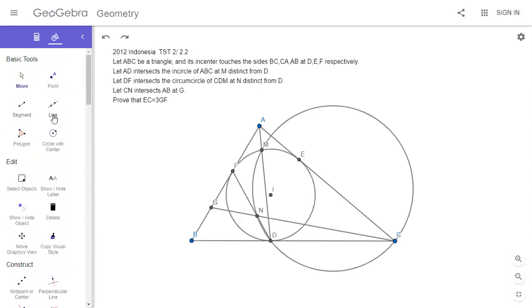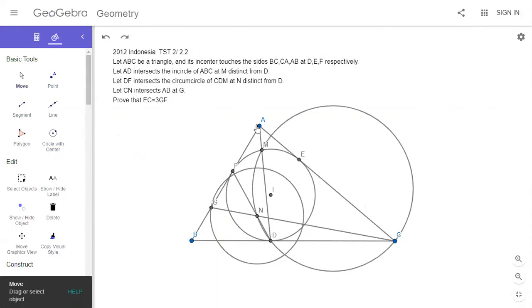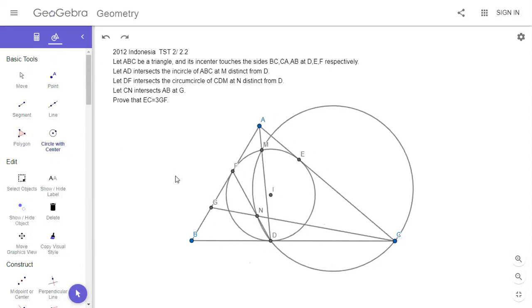Let me just try to check that. That's 1, 2, 3. That is what we want to show. How do we show CN is 3NG?